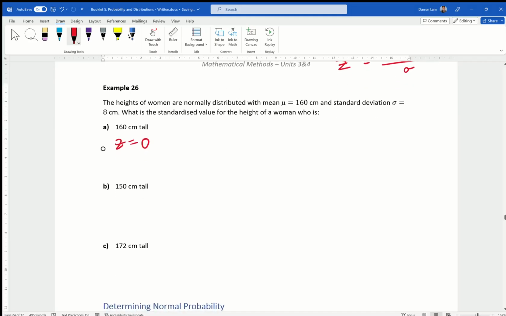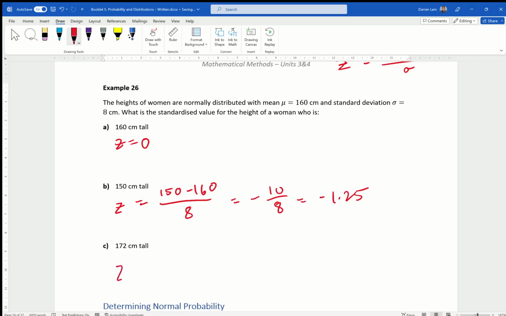Let's try 150 centimeters. A lot of students will say, well, a standard deviation is 8, so 8 less than 160 should be 152, which should be negative 1 standard deviation. So Z equals 150 minus 160. Don't be afraid of the fact that it's a negative value. Over 8 equals negative 10 over 8, which simplifies to negative 1.2. That sounds about right to me. It's not going to be negative 2 standard deviations, because that would give me minus 16, so 144. It's not that far, but it's definitely less than negative 1, so I'm good with that.